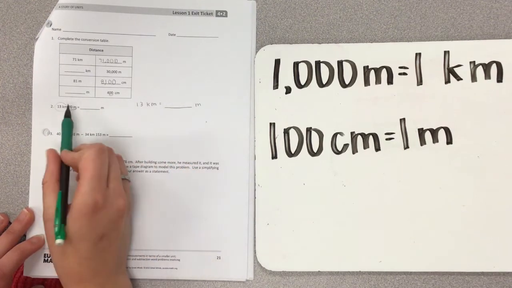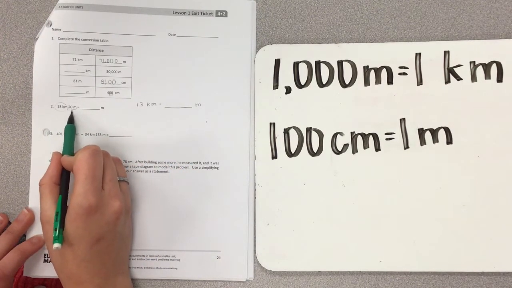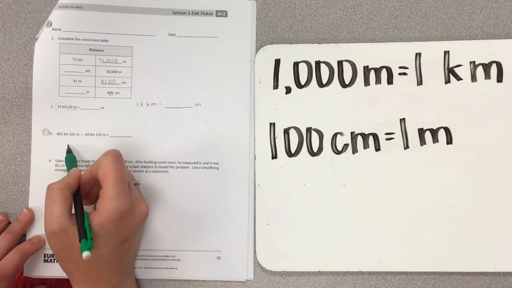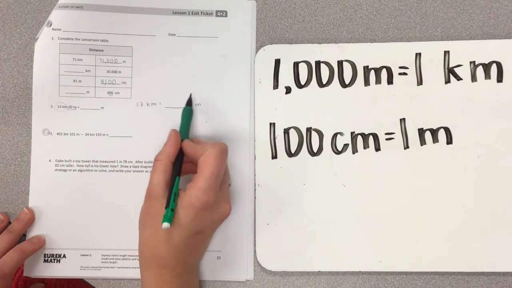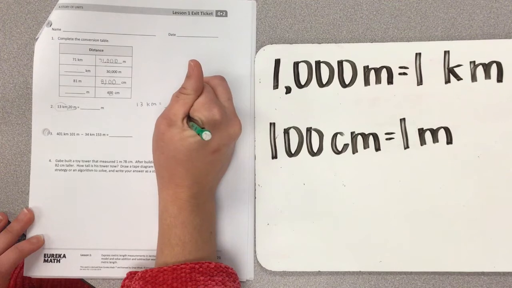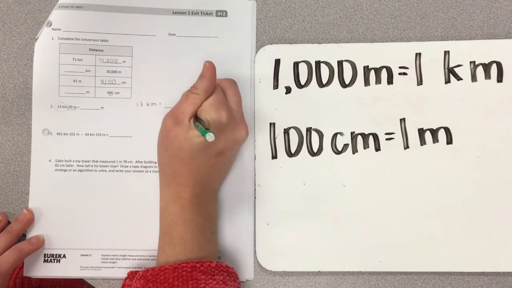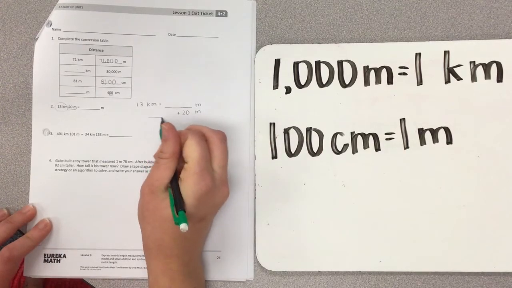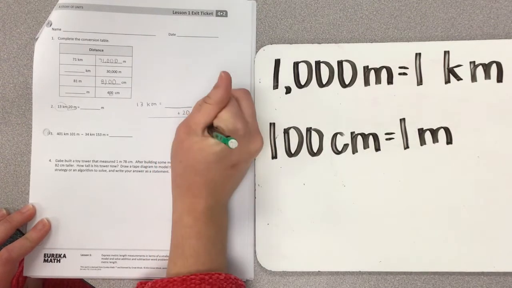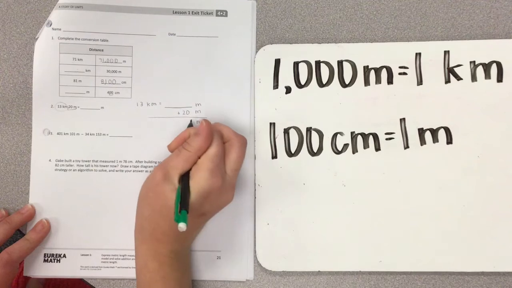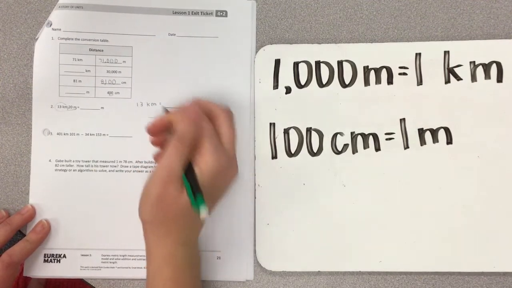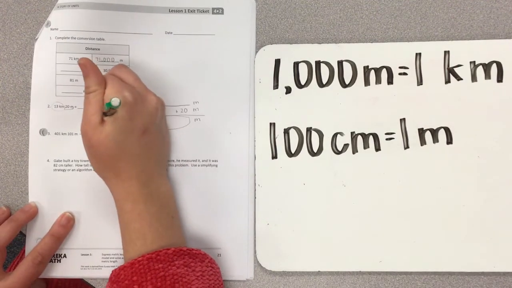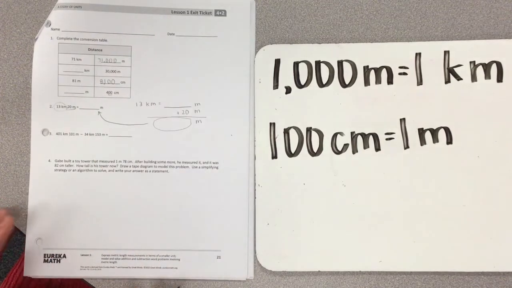But keep in mind, we also have these 20. So once you figure out how many meters you have, you also want to add 20 more meters to find your total of how many meters in all. And that's the number that you would have for your answer.